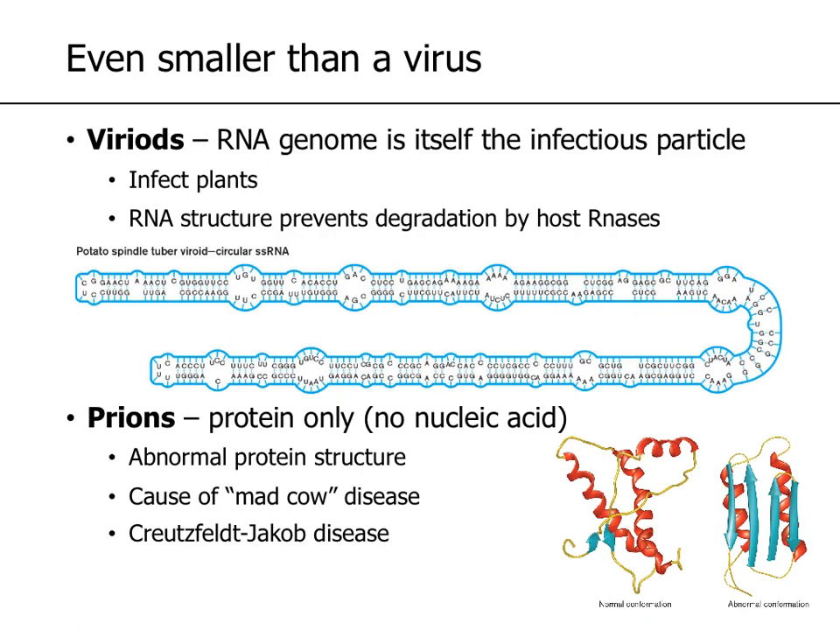Normally we think of RNAs as being very fragile. They are very susceptible to being degraded. They're not very hardy molecules. But in this double-stranded, looped form, this is actually very stable. And so they can actually go ahead and infect plants. They don't need the extra coat to protect it.